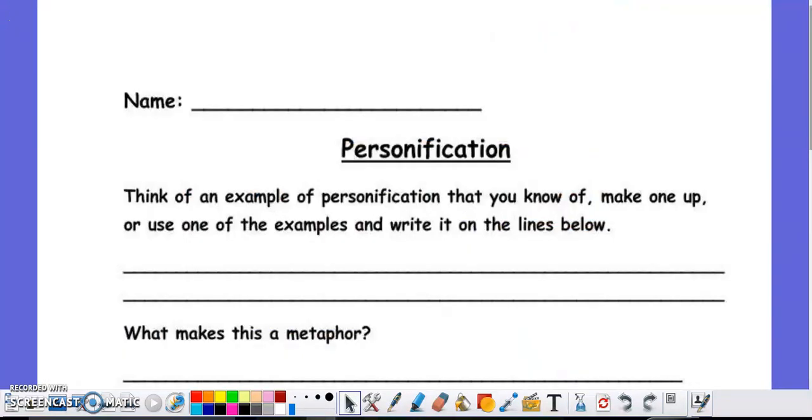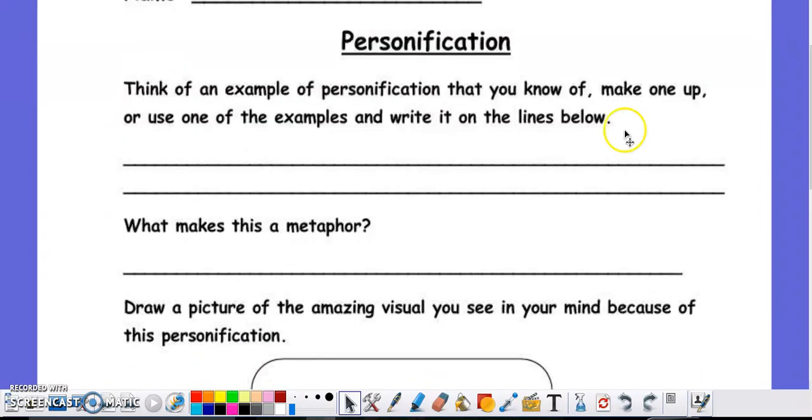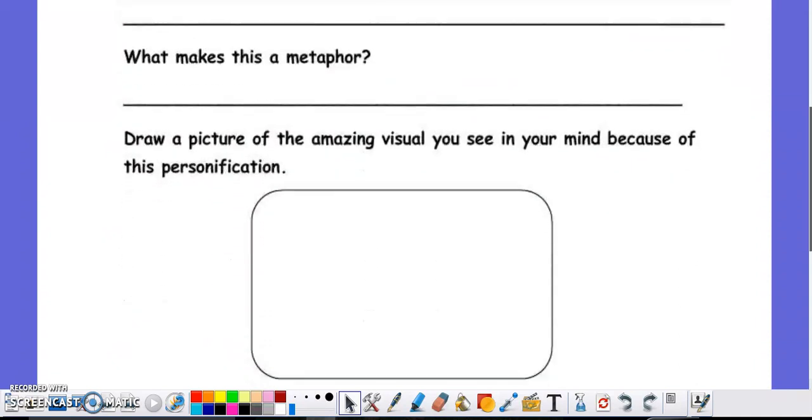Your challenge then is to create or think of an example of personification, or just make one up, and then write it down on those lines. Think about what makes it personification, not a metaphor. Personification then would need to be given a person's qualities, a human quality, to animals or an inanimate object, and then draw that picture right here of the personification for me.